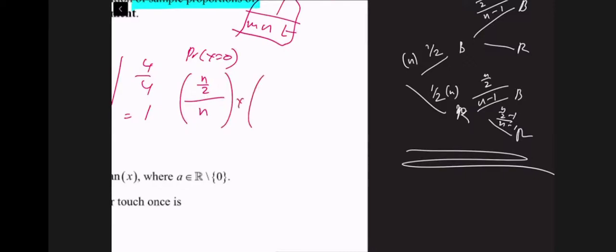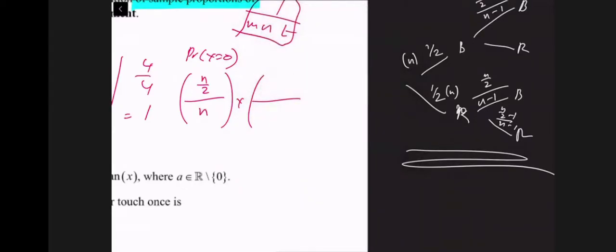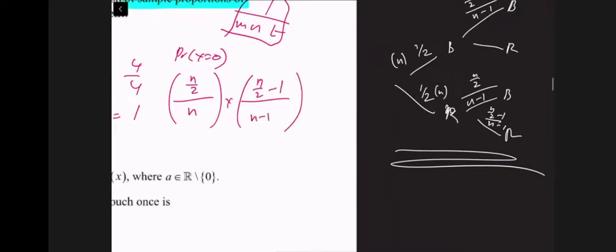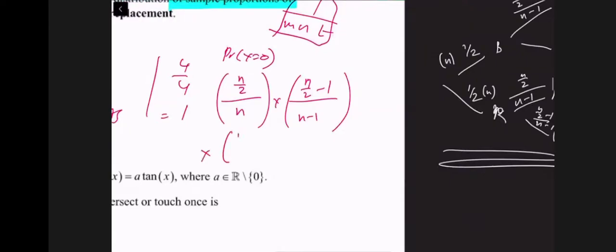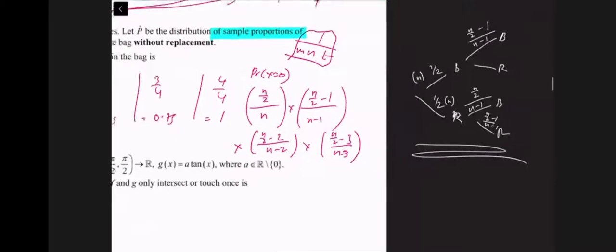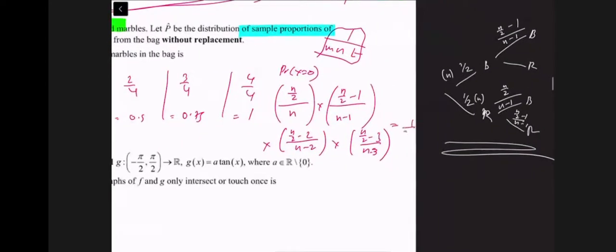And the second time you have half of n minus 1, but you also have the total minus 1 as well. So you have n on 2 minus 1 on n minus 1. And then the third time, I'll just go down here, you have n on 2 minus 2 on n minus 2. And the fourth time you have n on 2 minus 3 on n minus 3. If you multiply all these four things, that's the probability that x equals 1, which we also know is 1 on 33.